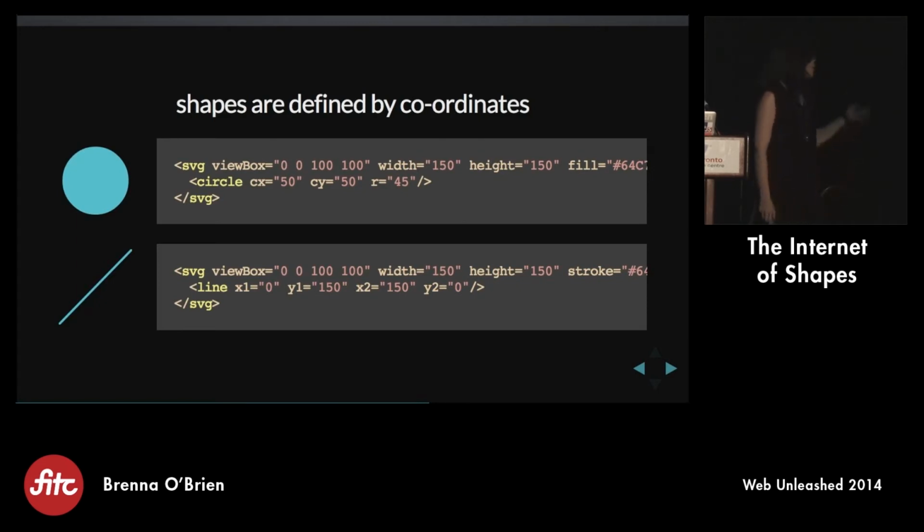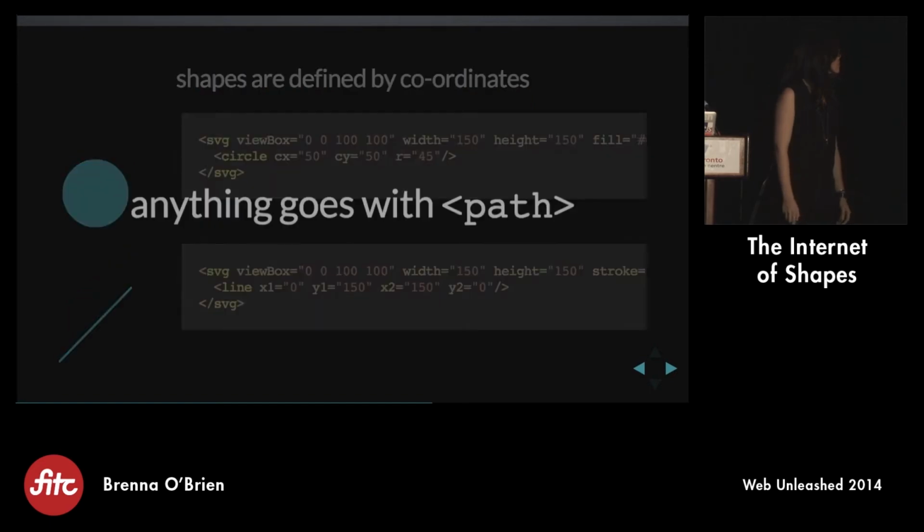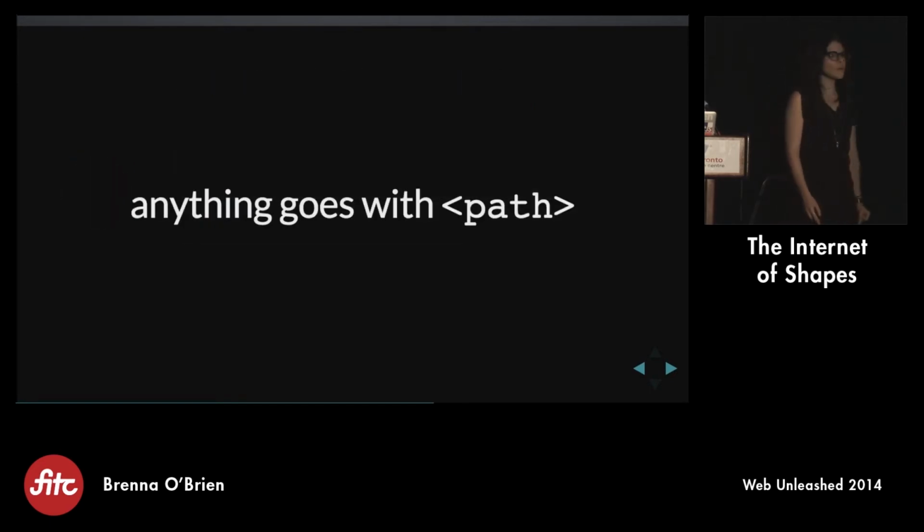So as an example, our circle, we're going to say that it has a center at 50 and 50 and a radius of 45, centered within that 100 by 100 view box. And then a line, you're going to specify an XY coordinate to start and an XY coordinate to end. And that goes pretty much the same for the rest of those. So circles, squares, no big deal. We know how to do that already.